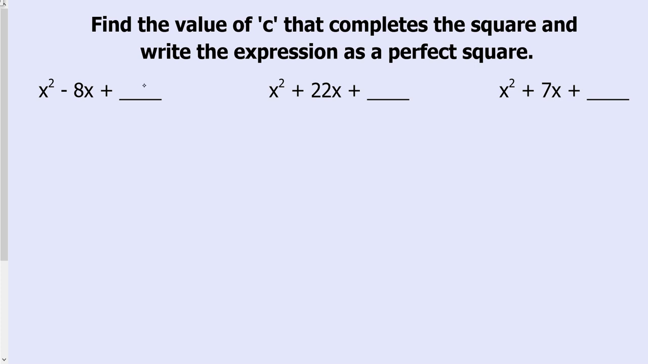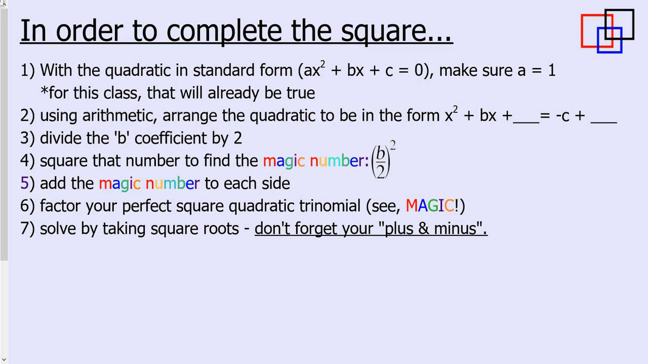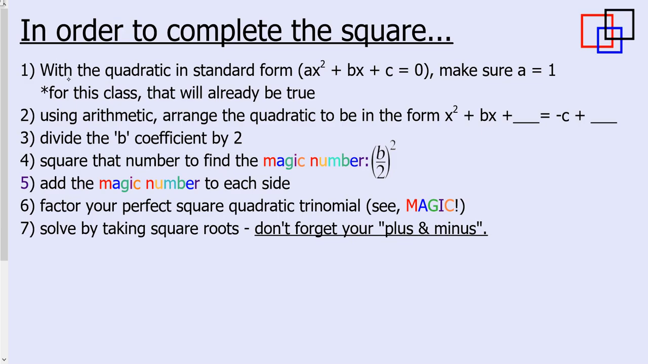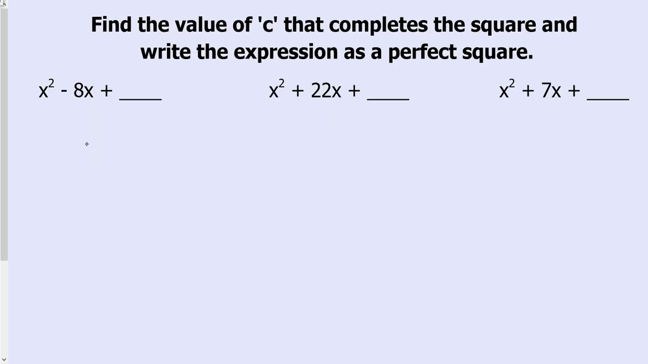Okay. So if we go back and look at our process here, we've used arithmetic and arranged the quadratic in the form x squared plus bx plus blank. That's what we have, x squared plus bx plus blank. So how do we find what's in the blank? Divide the b coefficient by 2 and square that quotient. That gives us our magic number.